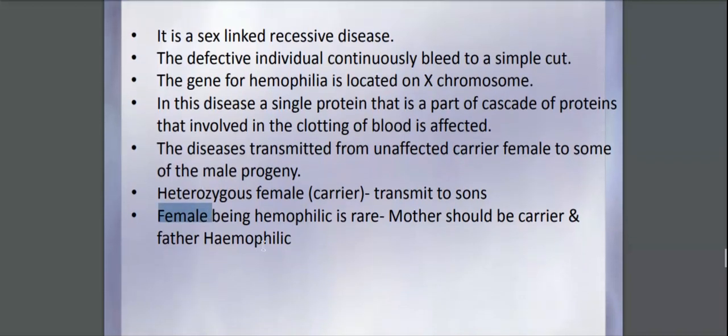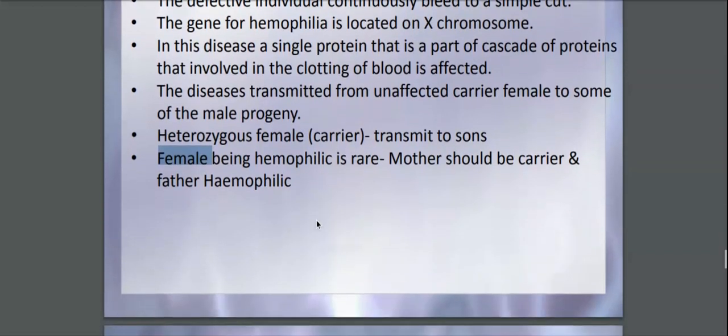So what we're saying here is that a carrier female can transmit the disorder to a male, but for a daughter to be hemophilic is very rare, and it can only occur if the mother is a carrier and the father is hemophilic. So let's take a look at what we are saying here. It will become very clear when we do the crosses.